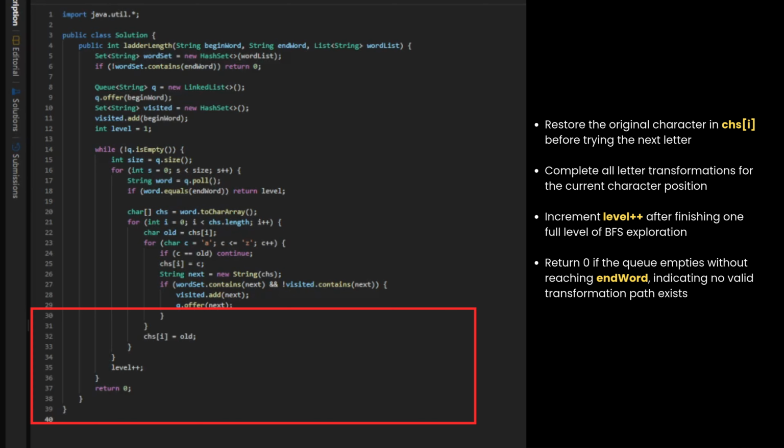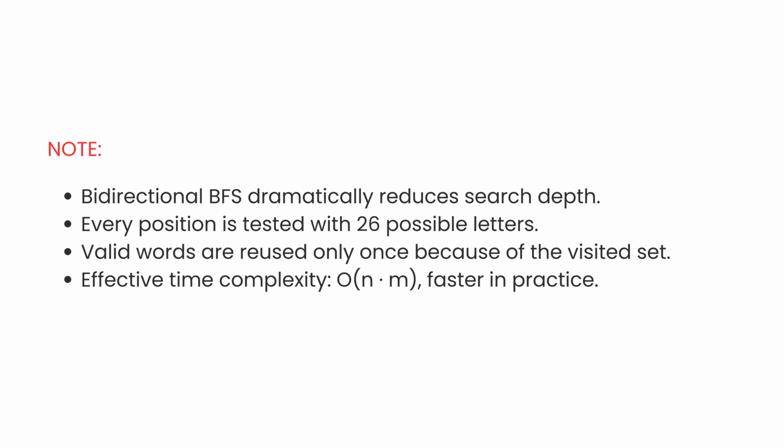And that's how this algorithm works. It prepares the words set, queue, and visited map, then explores all one-letter transformations level by level using BFS. By expanding outward efficiently, it finds the shortest path. Efficient, simple, and elegant. Bidirectional BFS dramatically reduces search depth, tests every position with 26 possible letters, and ensures valid words are used only once with the visited set. In practice, this makes the solution very fast.